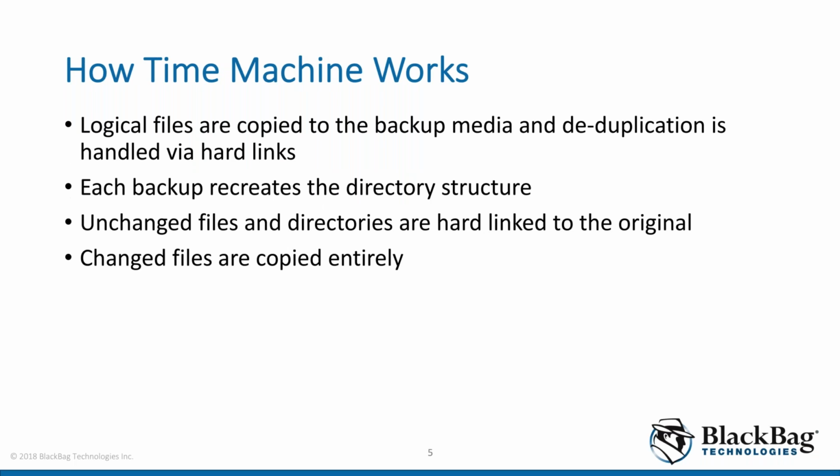So how does this work? Like I said, it happens at the logical file level. Every time you run a Time Machine backup, a new directory structure is created, and I'll show that on the next slide, which recreates the entire directory structure of the current disk. But every single file is not copied because that would be wasteful and take a lot of time. If you have duplicate files or directories that have completely been unchanged, the new backup is simply deduplicated using hard links against the existing file on the backup medium.